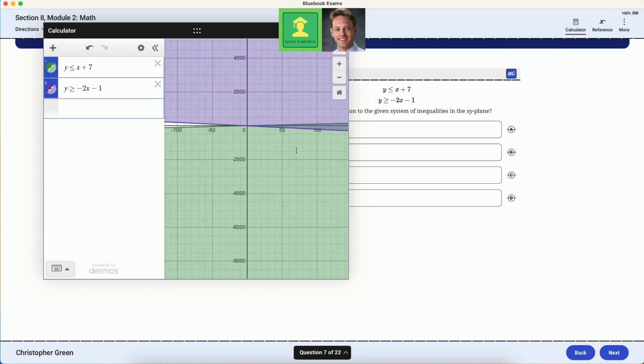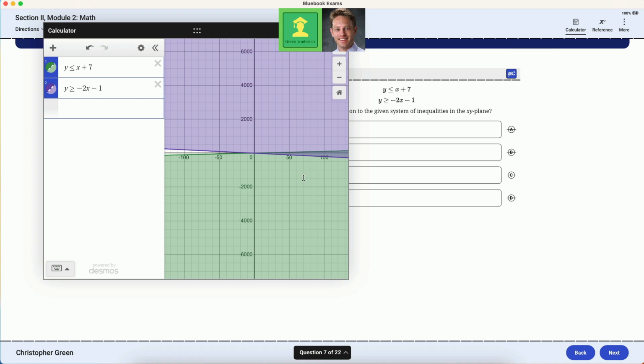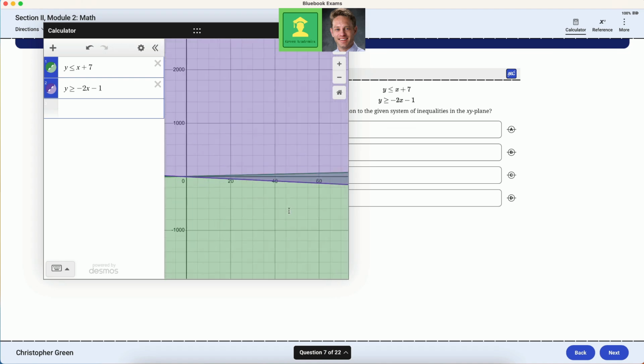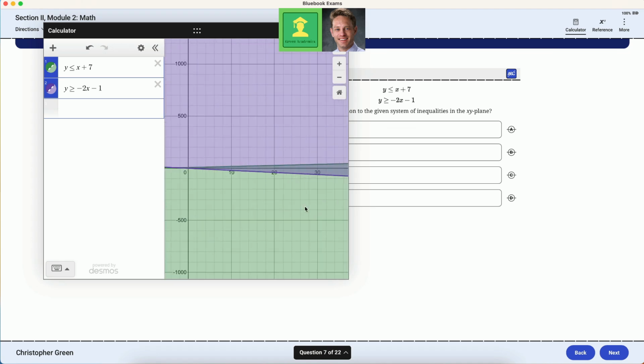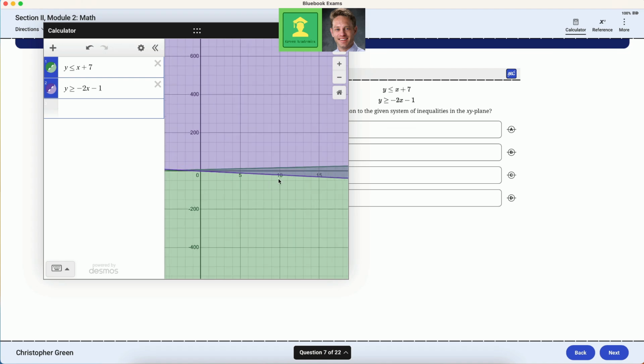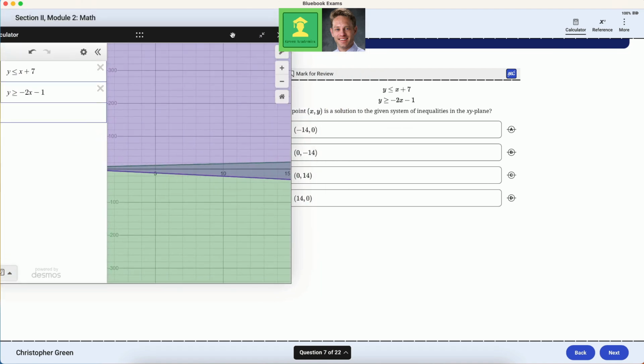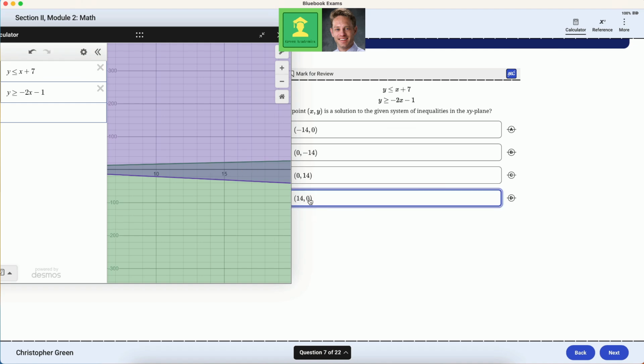The overlap of the colors, so the purple color and the green color both being true, represents the solution space to this. So the answer is in this wedge down in here, which I'm going to guess is only one answer. Sure, it must be 14 comma 0, because that's obviously on the x-axis in this wedge pocket.